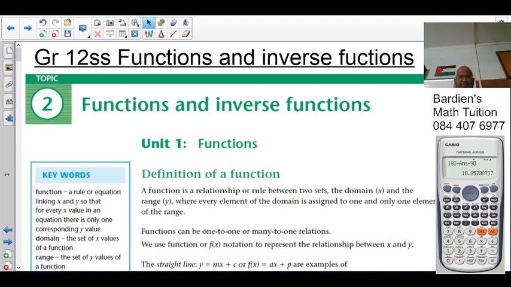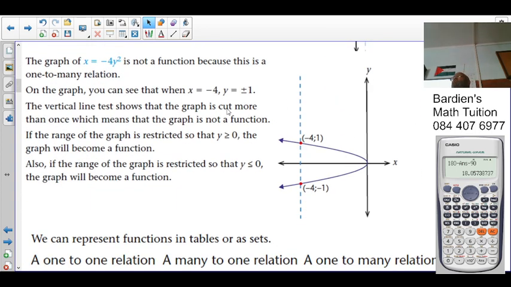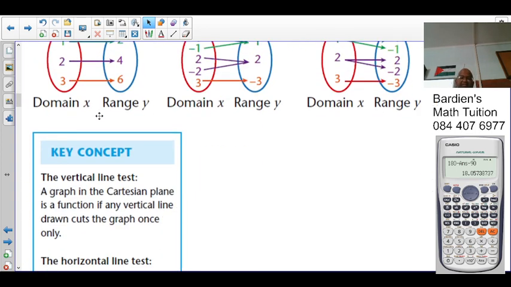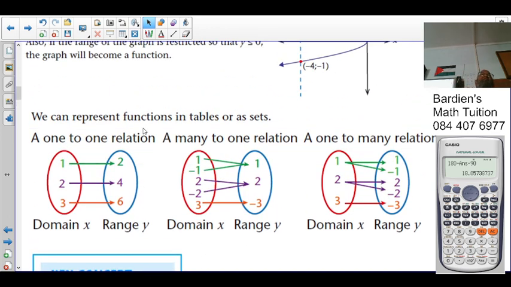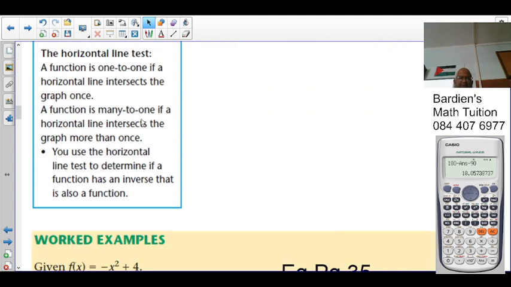Okay, at this point we have read through the introduction, we read through functions, when is a relation considered a function, and when it's not a function. We said we're going to go with the vertical line test. Then we spoke about one-to-one functions, many-to-one functions, and one-to-many relations. We spoke about domain and range and mapping there.